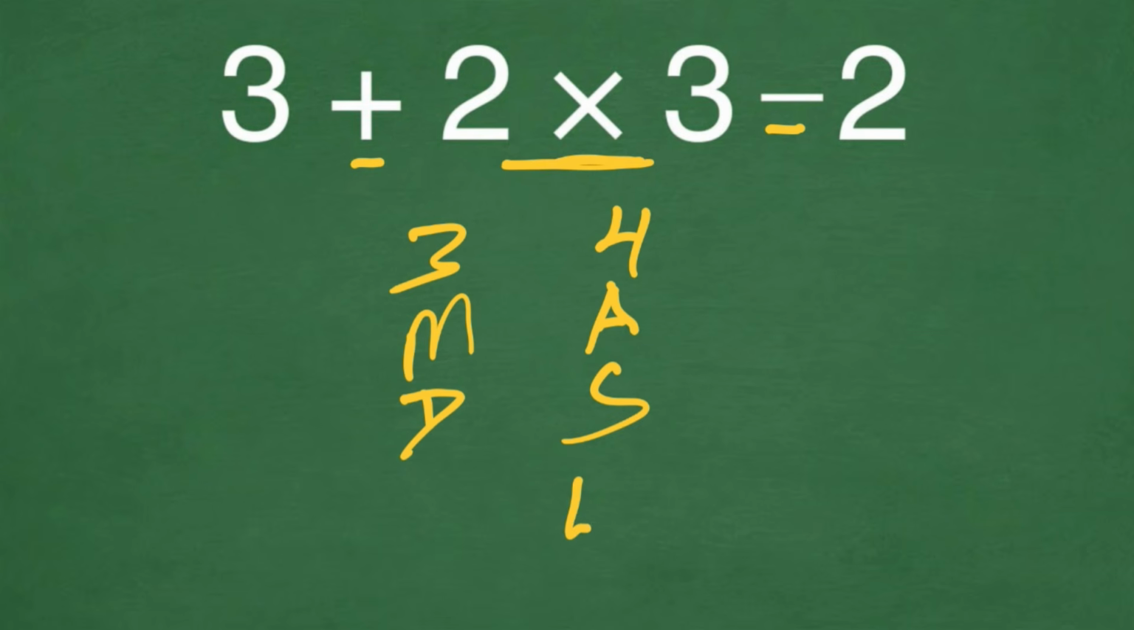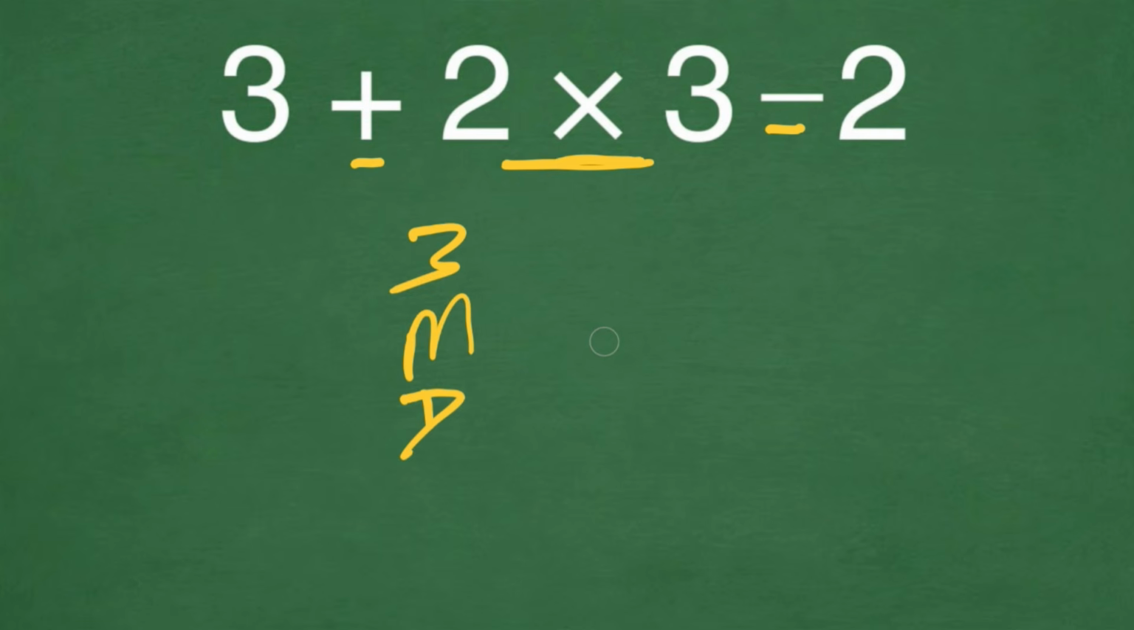meaning if we have addition and subtraction in the equation, we have to solve the equation left to right, right? So it's better to know that addition and subtraction has equal priority, meaning we have to solve them whichever comes first. So keep that in mind.